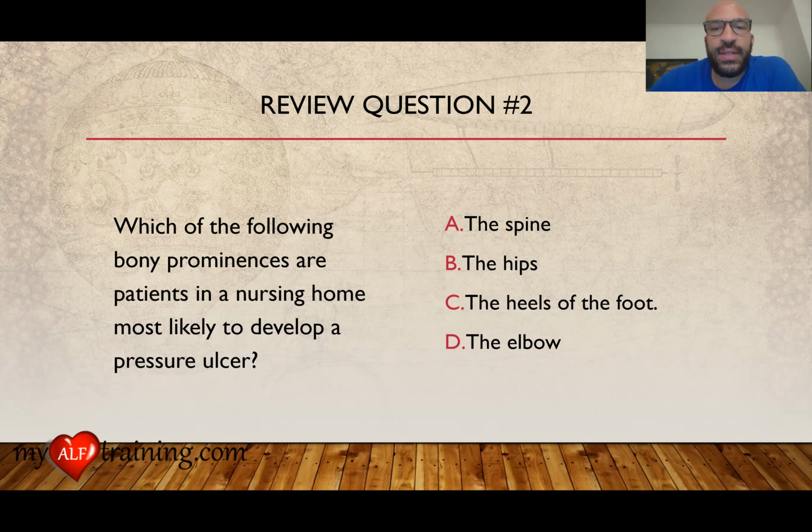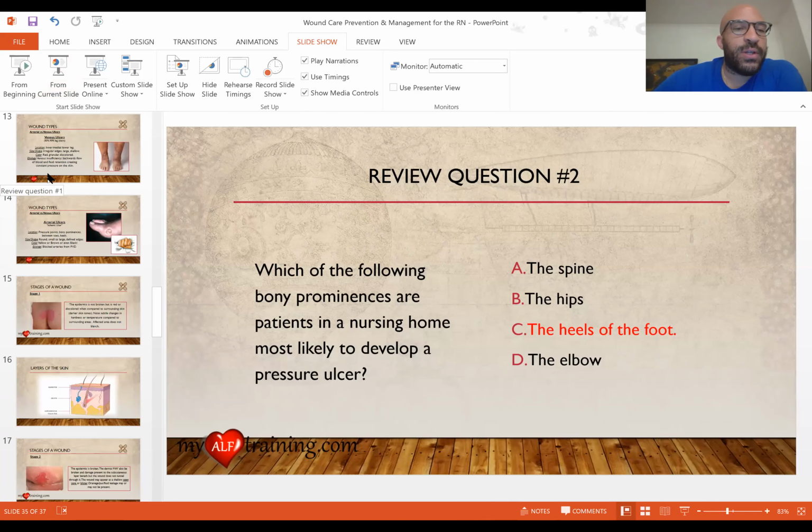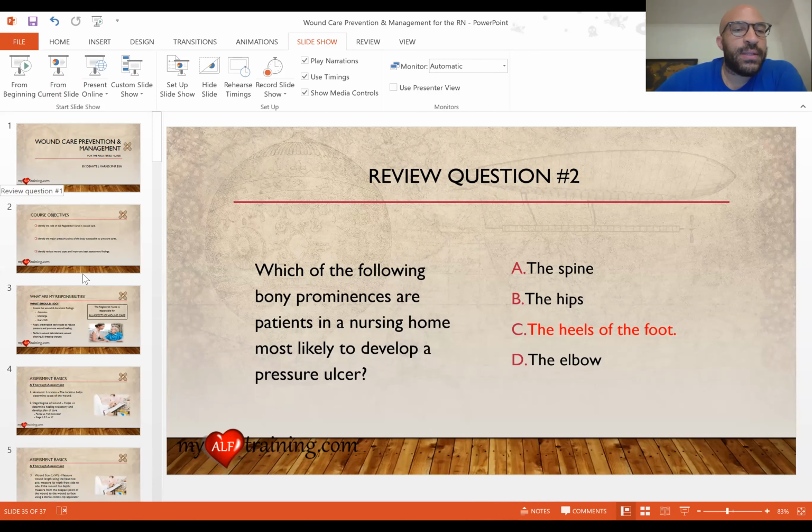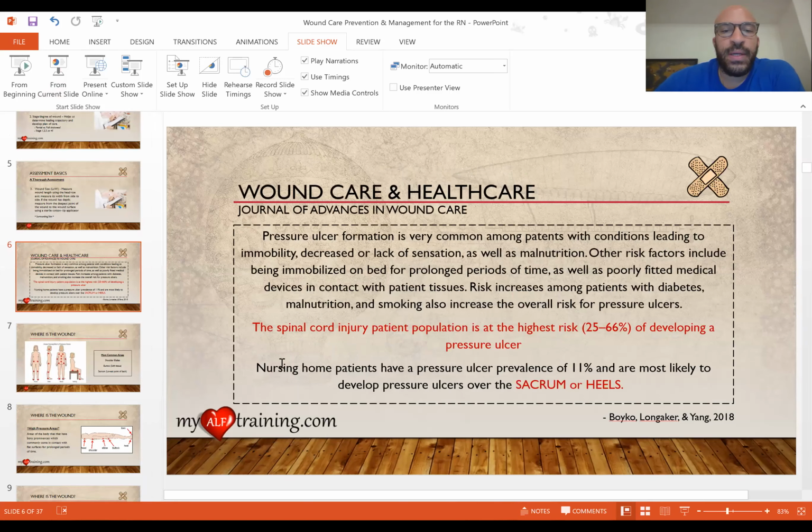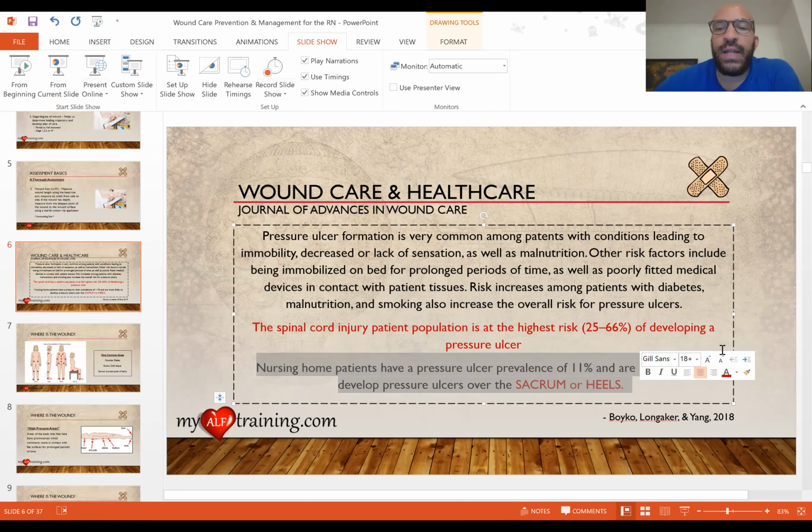All right, let's see if you got the question right. So the correct answer to this question is the heels of the foot. So let's go back to the journal article here. Here we are. Nursing home patients have a pressure ulcer prevalence of 11%. So 1 out of 10, and are most likely to develop pressure ulcers over the sacrum or heels.